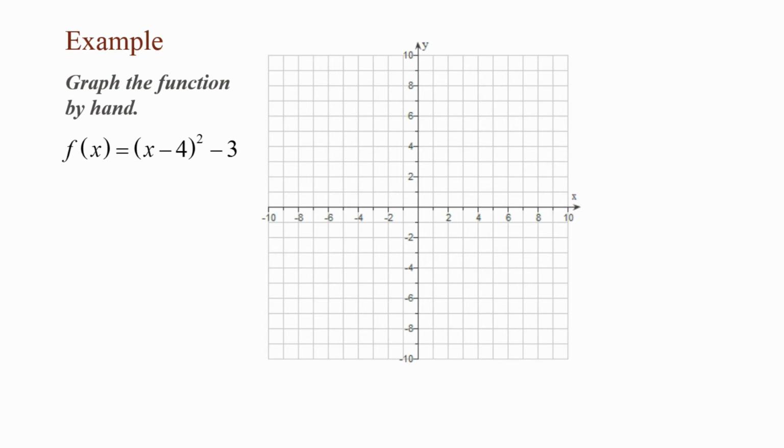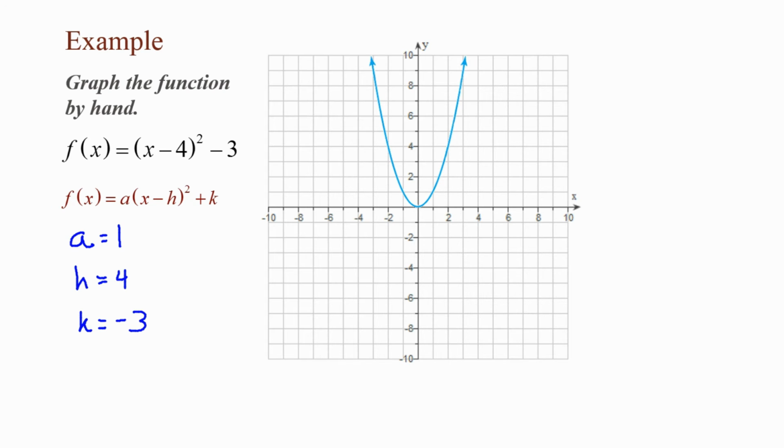For this example, graph the function by hand. f of x equals (x minus 4) squared minus 3. Again, using our formula for a parabola, a is 1, h is 4, and k is negative 3. Starting with y equals x squared, this time my graph is not going to flip, be narrower or wider, but I will need to move all of my points 4 to the right.